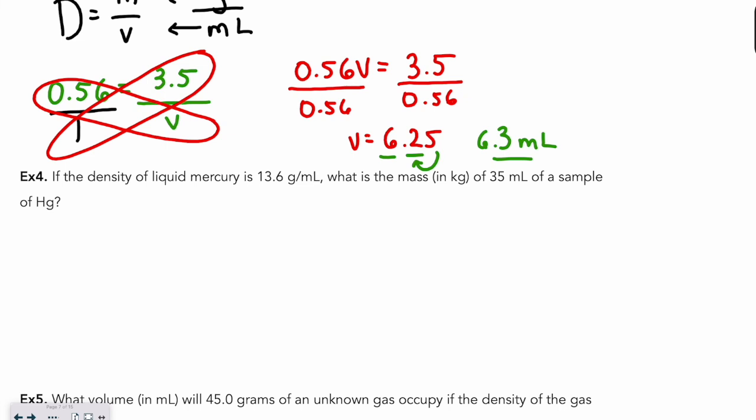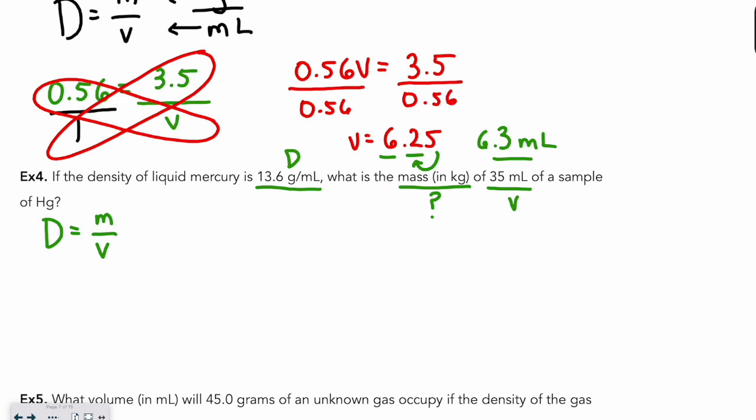Here, I give you the density. If the density of liquid mercury is 13.6 grams per milliliter, what is the mass of 35 mils of a sample? Now, notice I don't say what that 35 mils is. Is that mass, density, volume? Based on the units, I expect you to know that milliliters is a measure of volume. So this question has me taking my density and asking me to find my mass.